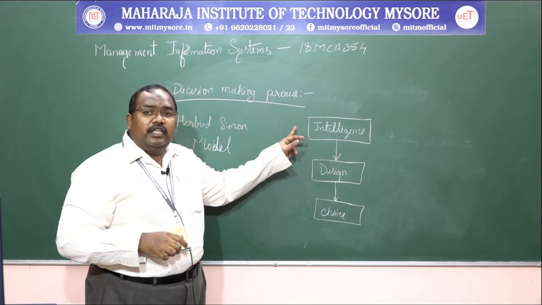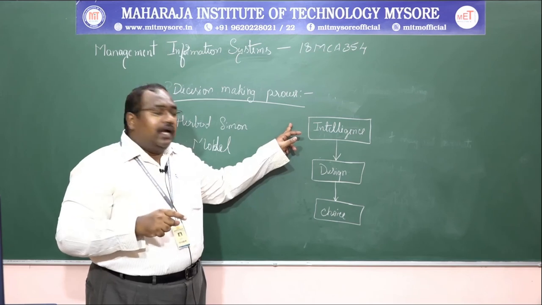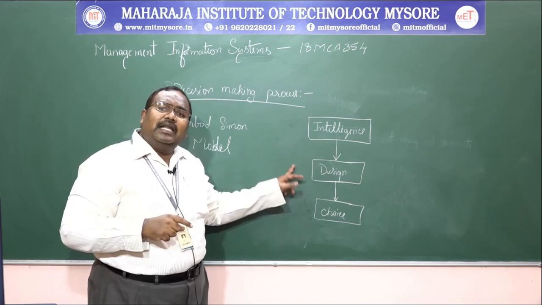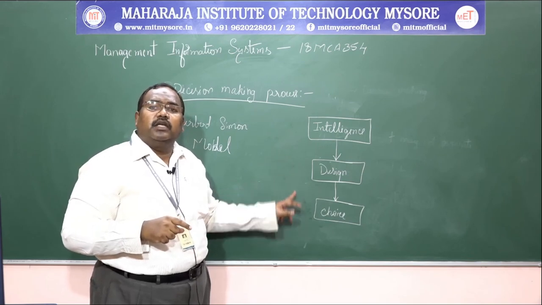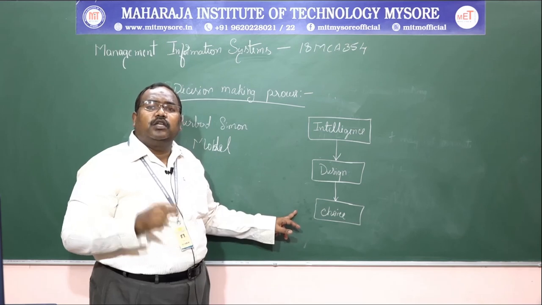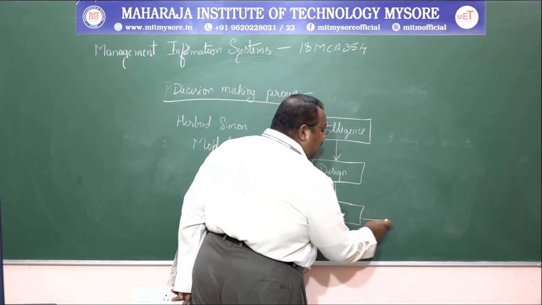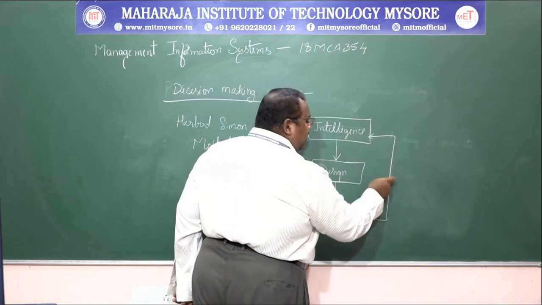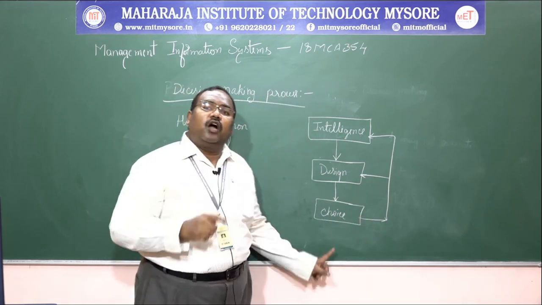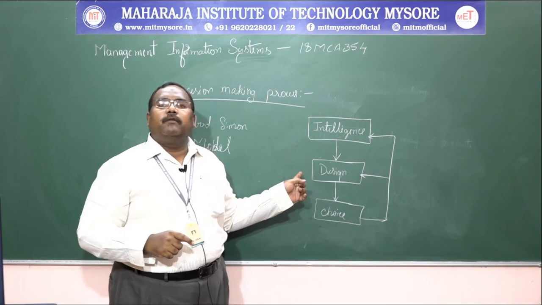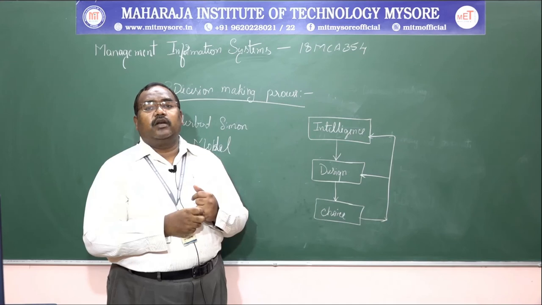So the first step is intelligence, identify the problem. For the identified problem, analyze the things, what could be the solution, and you can have more than one solution. When you have more solutions, choose the best among them. Then you can execute. Then I could say this diagram also extends like this. If the choice is wrong, you need to go again to the design phase and choose one more option that is already available.